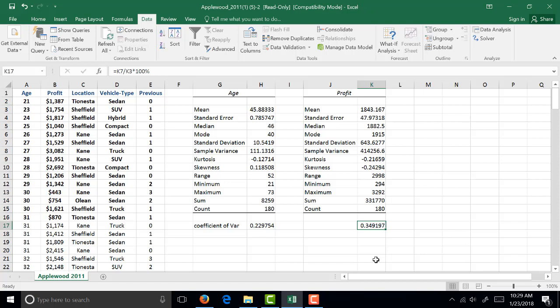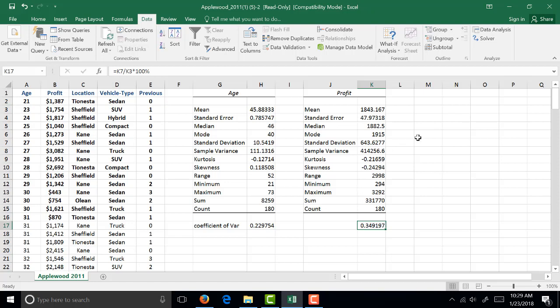We took our coefficient of variance, our standard deviation divided by our mean to calculate this, and then we multiply it by 100 to get this percentage. So we're dealing with 22.97% and 34.97%. So we have less spread with our age than we do with our profits. So that's what we consider a level of measurement when we're comparing two different data sets.